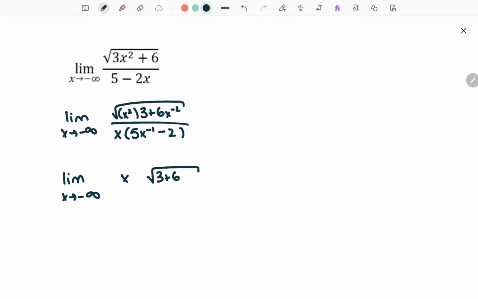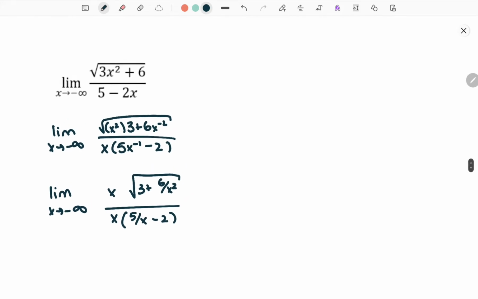Then I have the 3 plus 6 over, I'll rewrite that as the fraction just so we can get a better view, 6 over x squared. On the bottom, I have x times the 5 over x minus 2. Things are great, except I need to be very careful about this. When I take the square root of x squared, it's actually the absolute value of x, right? Because if I put a negative number into that x squared, it's still going to spit out the same result because of that squared sign.